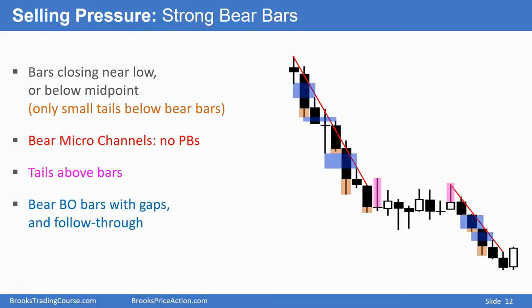I want to see gaps. I want to see the close of a bar below the low of a prior bar, and I want to see the high of a bar below the low of a prior bar. So we have a gap. Here, the close of this bar below that bar. The high of this bar below the low of that bar. There's a gap. And I want to see follow-through selling. So after a bear bar, I want to see another bear bar.